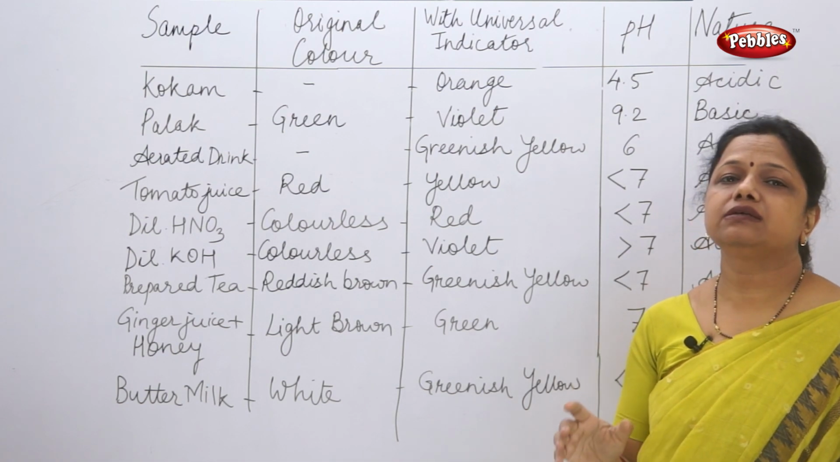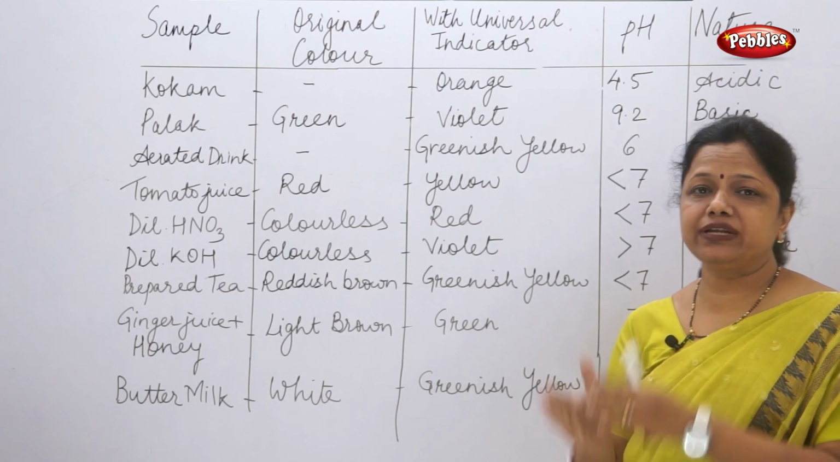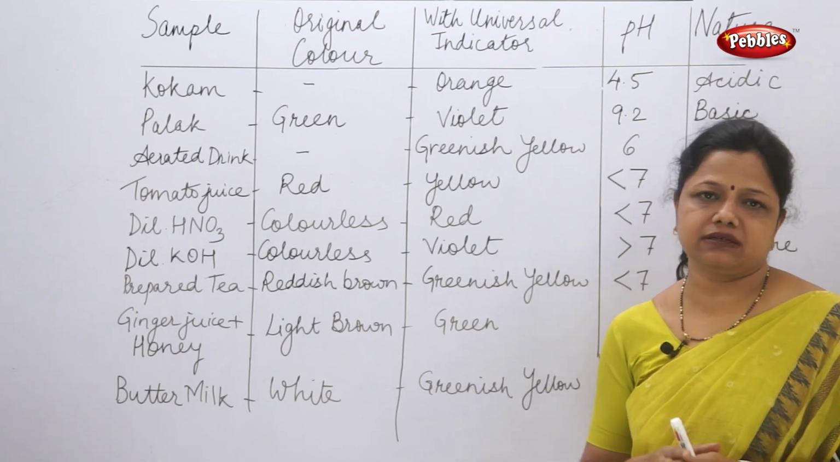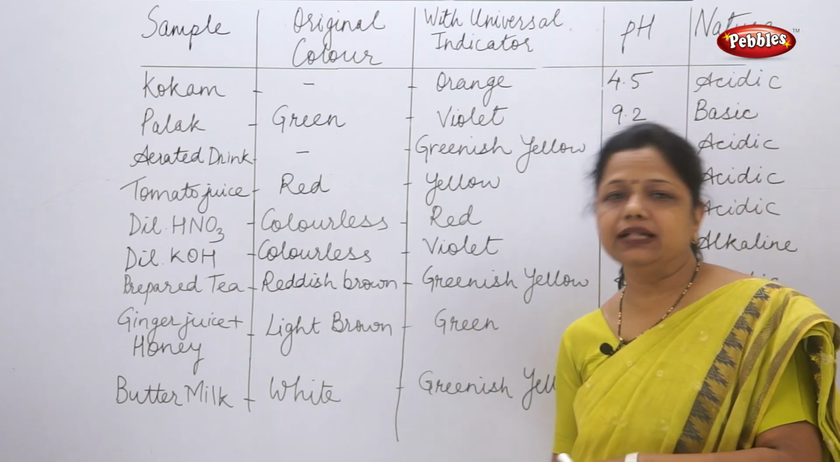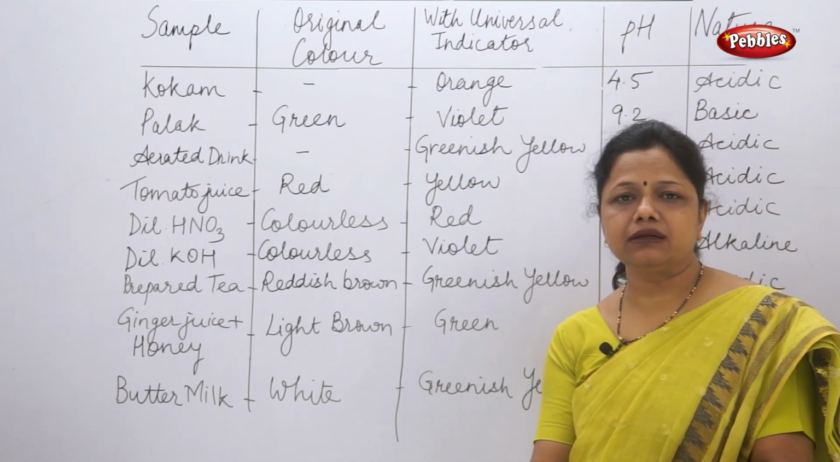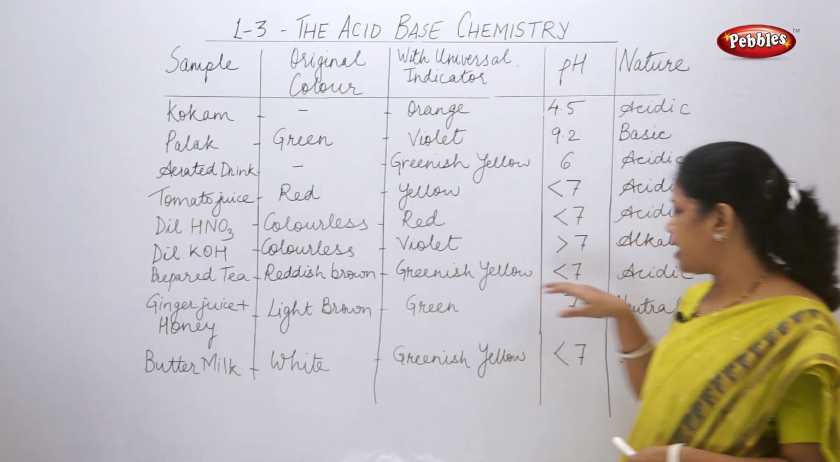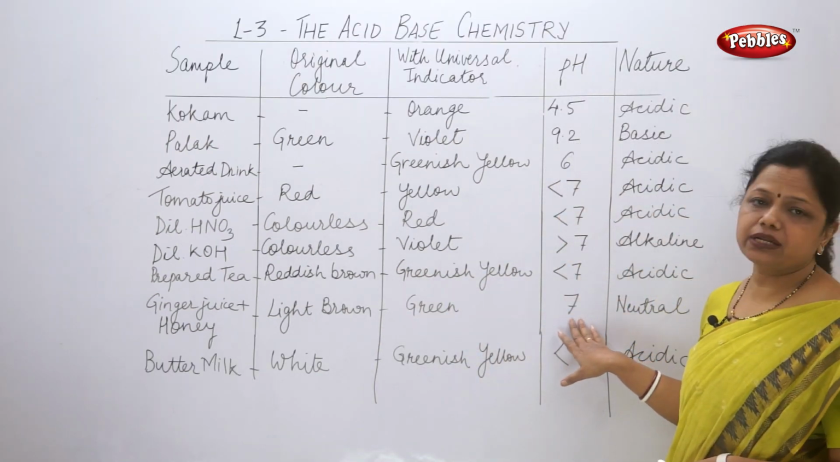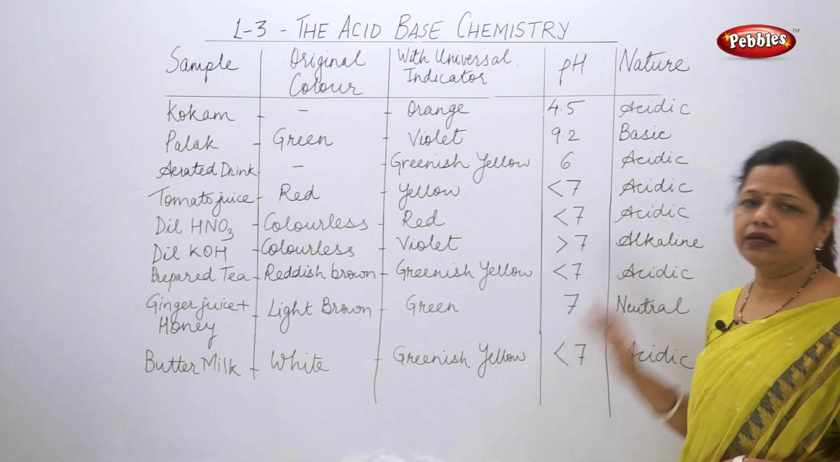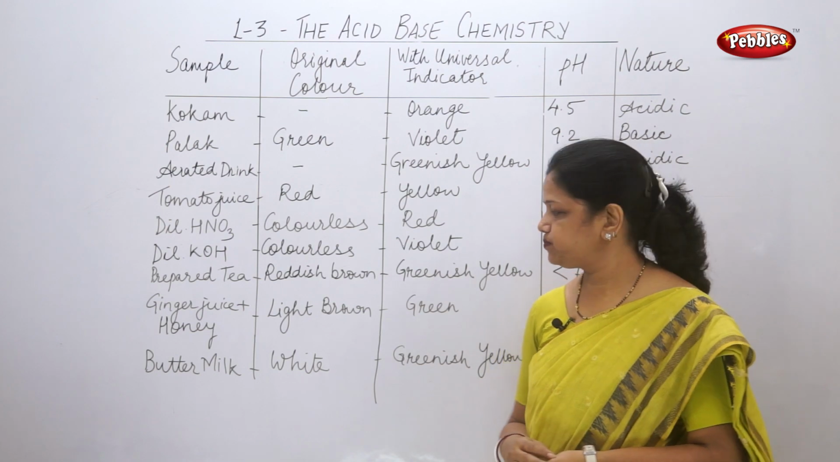The green color indicates that the pH is around 7. That means it is neutral. At 7 or around 7. If it is less than 7, I'll say it is acidic. If it is more than 7, I'll say it is basic. But since it is showing exact green color, as the color matches from the strip which is given, I can say that ginger juice and honey is neutral in nature. It is neither acidic nor basic.